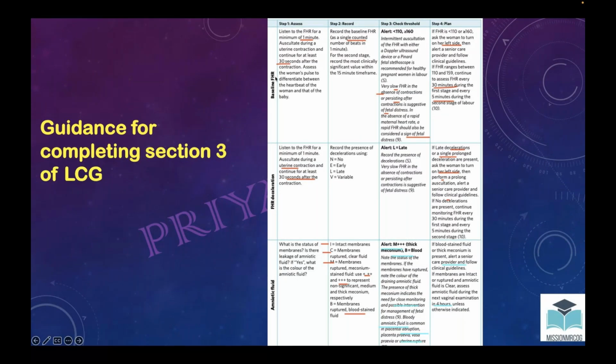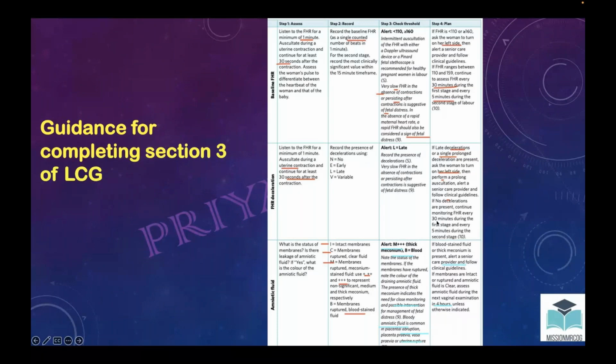Now the second part is fetal deceleration. Again, these are the abbreviations that we just saw: N, E, L, V for no, early, late, variable. So what is the alert? L, late. If late decelerations are present, then there would be an alert, and it will be circled red. So if late deceleration or a single prolonged deceleration is present, what will be the plan? Put the patient in a left lateral position, and review by the senior healthcare professional. If it is not there, then in the first stage of labor, fetal heart monitoring every 30 minutes, second stage every 5 minutes.